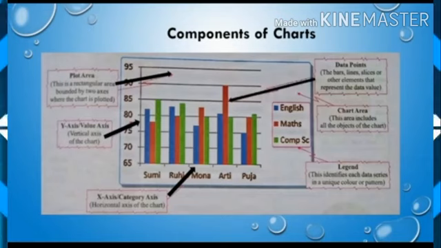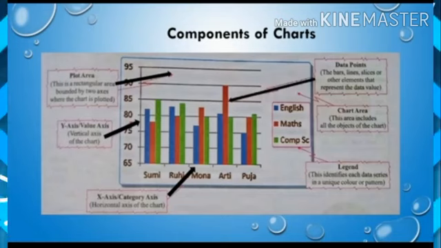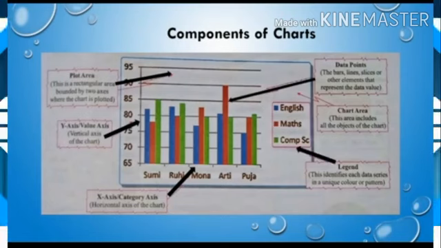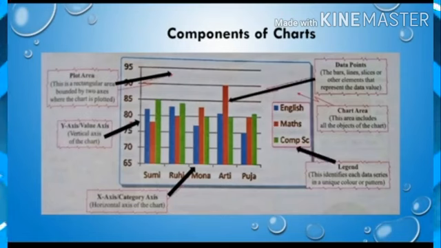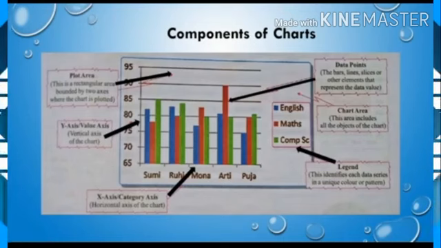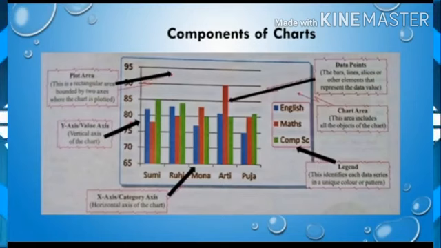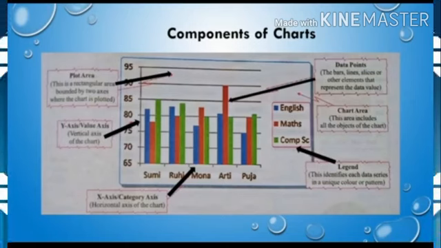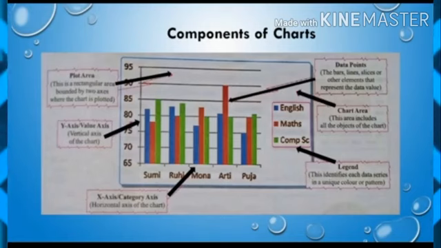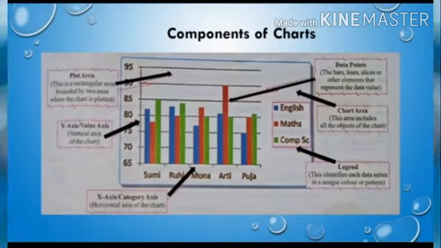Now data series, these are the bars, lines, slices or other elements that represent the data's value. And the legend, this helps to identify the colors, patterns or symbols assigned to the data series. Now the chart area. Chart area, the area includes all the objects of the chart. Okay.